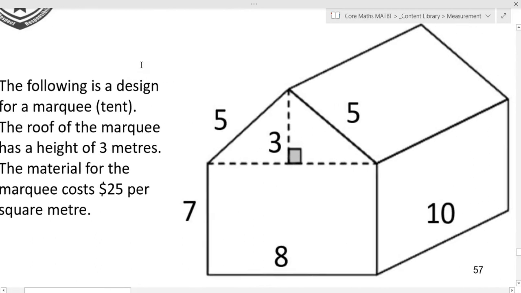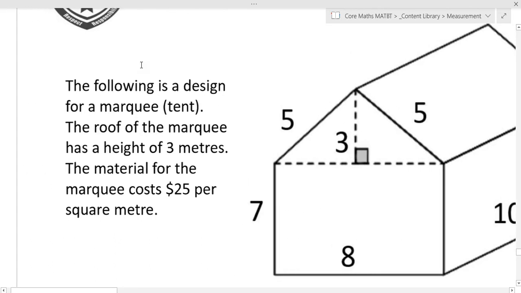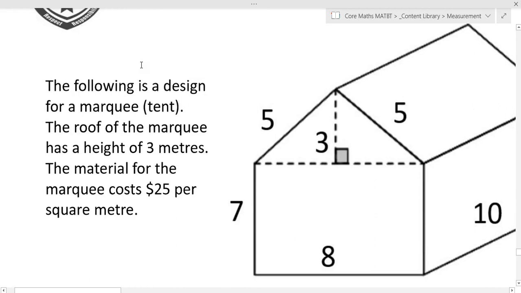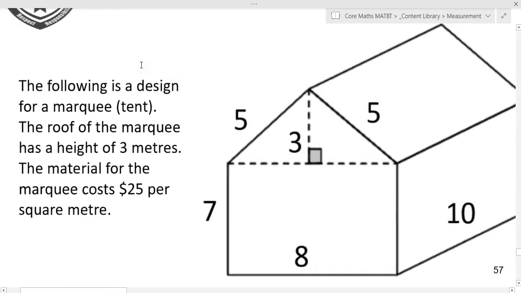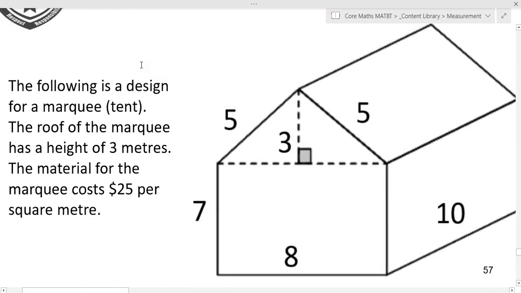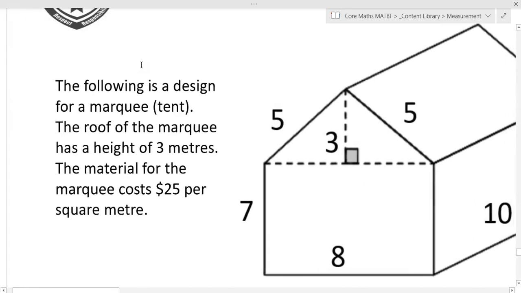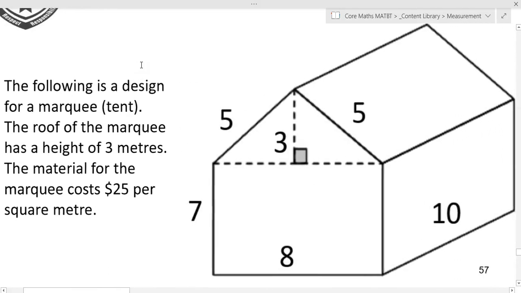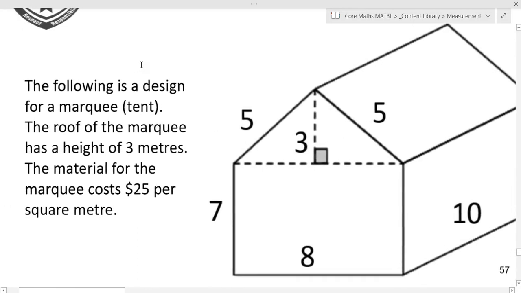So let's go to slide number 57. And this is something that you're all probably going to be doing at some point. My partner, and this is going to be on YouTube now, for her bridal party wants to hire a marquee, and they have to measure the size of it, and that'll be the cost of it. So if at some point you want to do the same thing, maybe you can learn something from here.